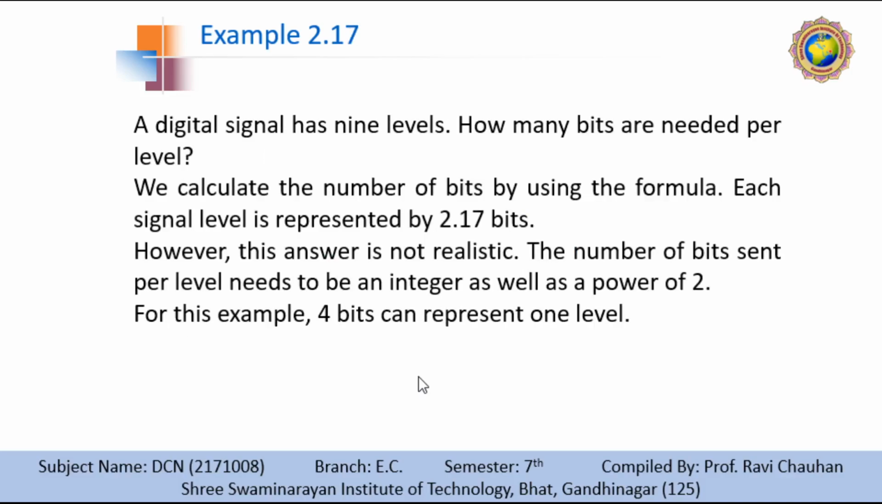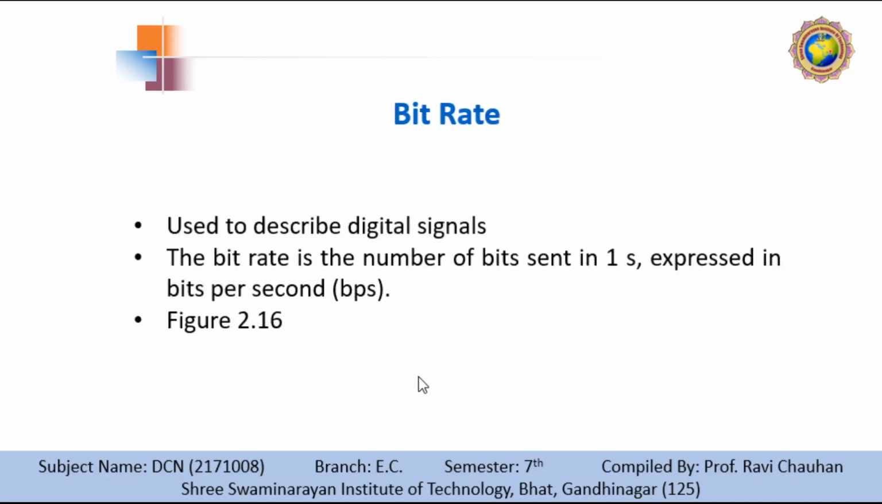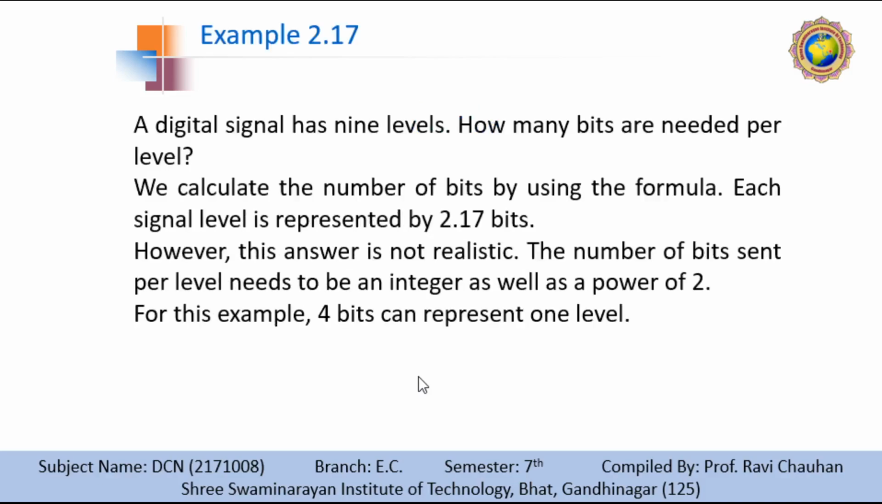A digital signal has 9 levels. How many bits are needed per level? So we calculate the number of bits by using the formula, and the figure also displays the same.